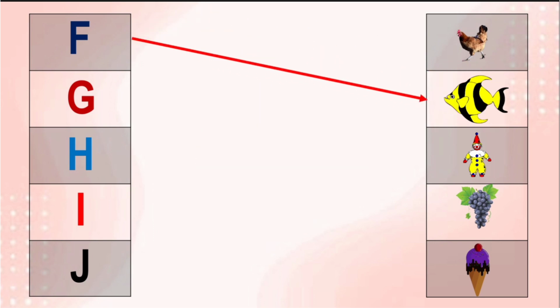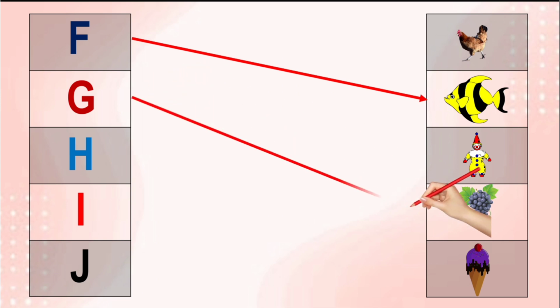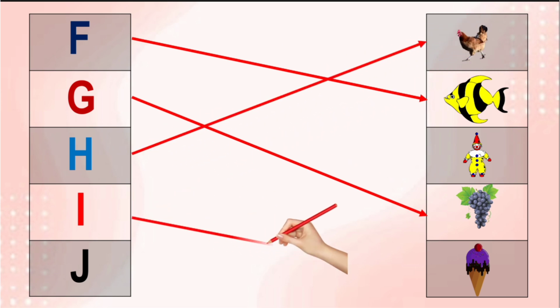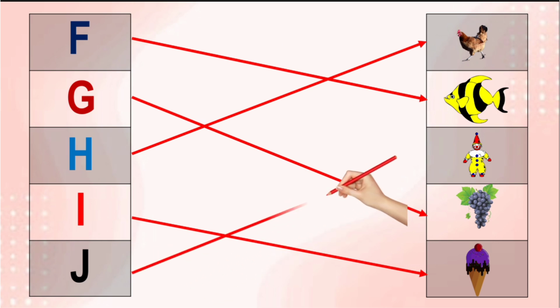F for fish. G for grapes. H for hen. I for ice cream. J for joker.